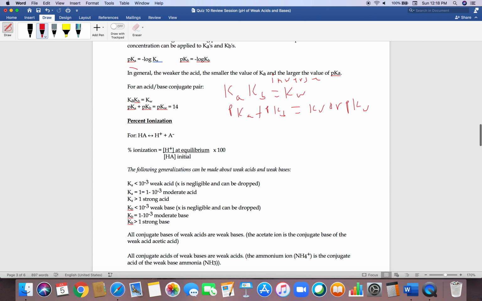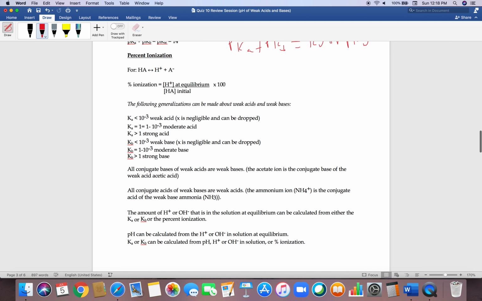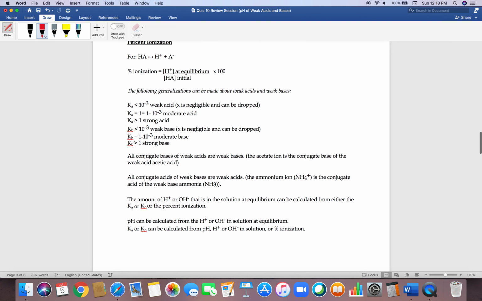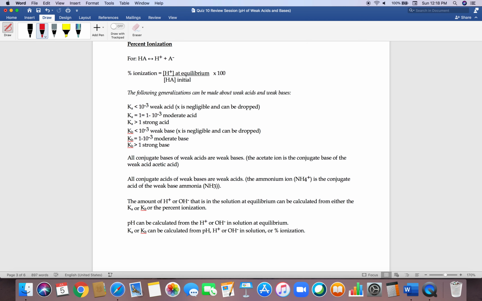Now one more term, it's more of a mathematical expression that you need to know, is percent ionization. And this is how much an acid is going to ionize. And we can represent this by the concentration of hydrogen ions at equilibrium divided by the initial concentration of the acid times 100 to get the percent. So that's a formula that you're going to need to use.